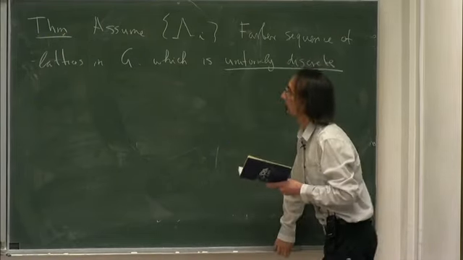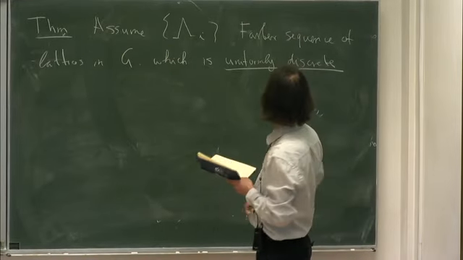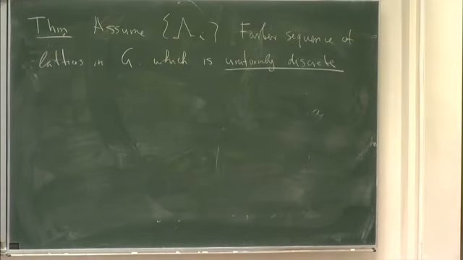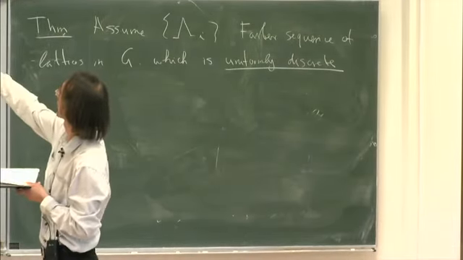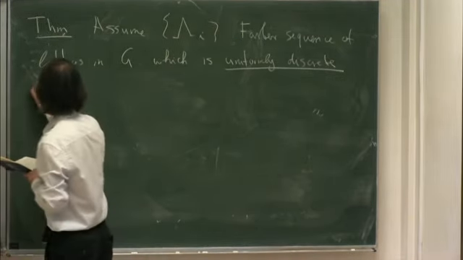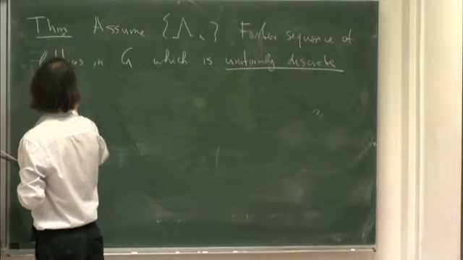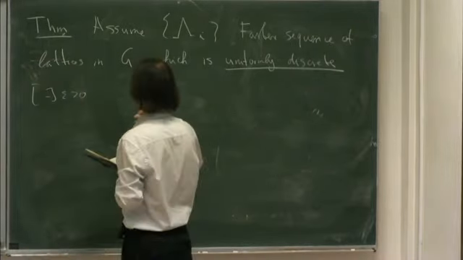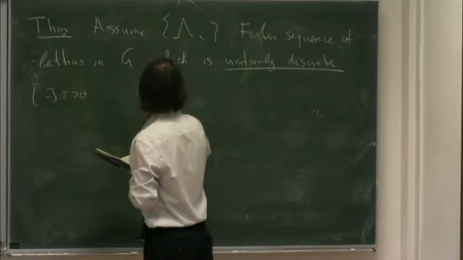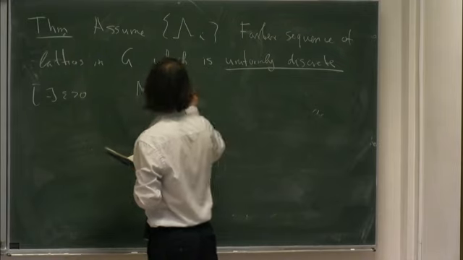The uniformly discrete condition says that there is some epsilon such that the injectivity radius of each of these quotient manifolds is at least epsilon. So there exists some epsilon bigger than 0 such that the epsilon-thin part of M_i is actually the empty set.